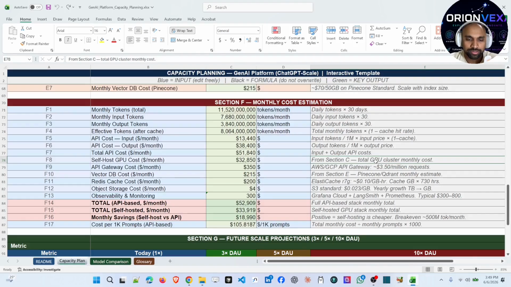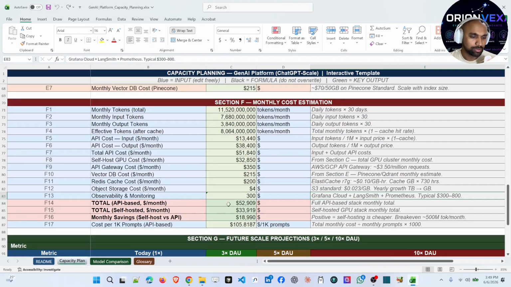Total GPU cluster monthly cost. Here we need to consider handling all the GPUs by ourselves. API gateway cost is around $350 per month. Vector DB cost is around $215. Redis cache cost is around $200. Object storage is around $4 per month. Observability and monitoring $300. That is for Grafana, CloudWatch, LangSmith, Prometheus, typically around $300 to $800 per month.